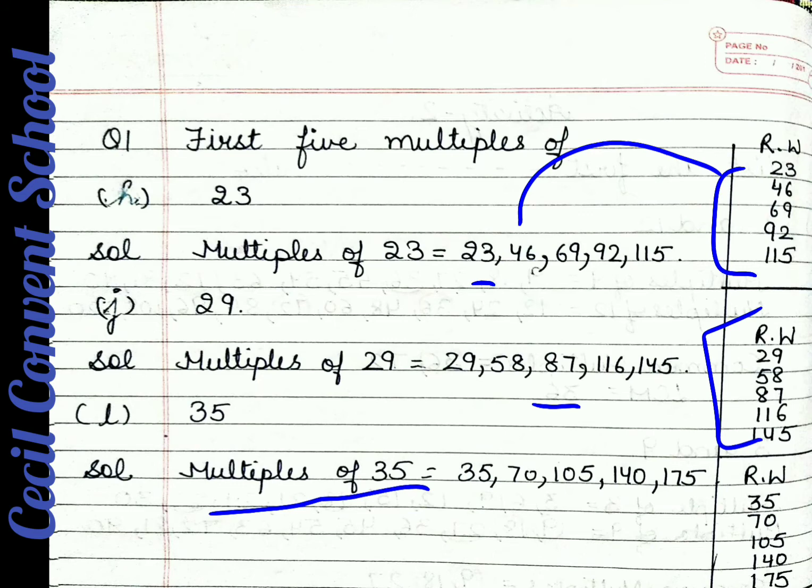Multiple of 35 means table of 35 till 5. 35 ones are 35. 35 twos are 70. 35 threes are 105. 35 fours are 140. 35 fives are 175. Clear students?